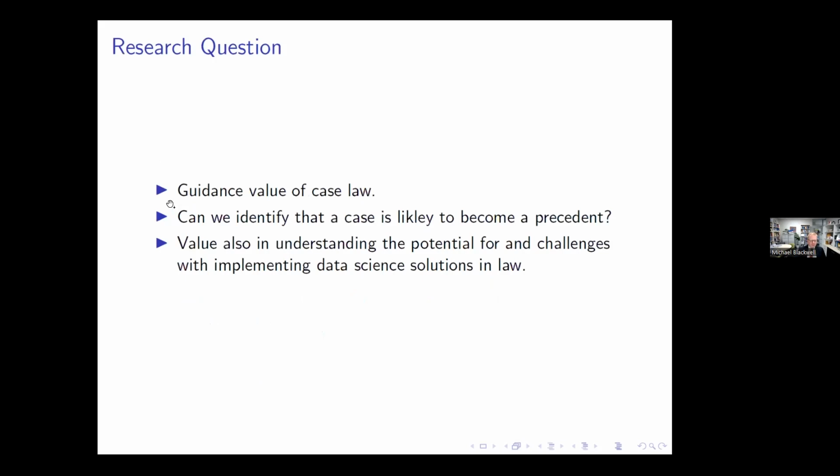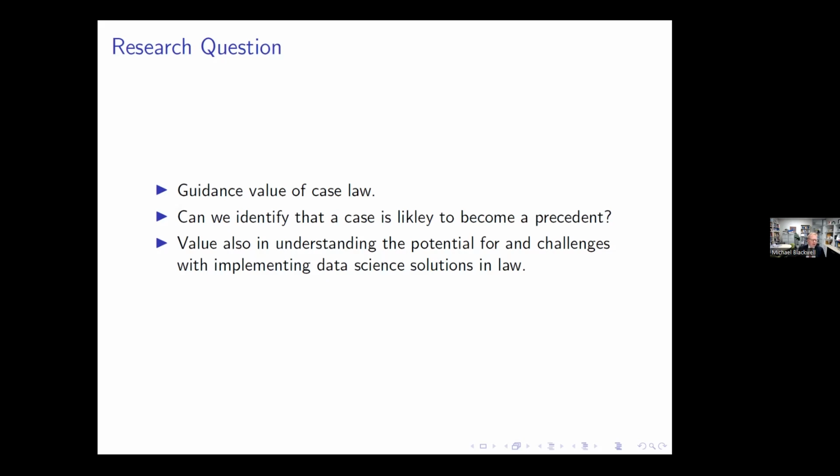So first of all, what I'm looking at is especially trying to evaluate the guidance value of case law, the extent to which tax law is inherently a legislative topic. So we get the liability to tax from legislation that is enacted, but to what extent does case law provide value in clarifying that? And then the subsidiary question is, to what extent can we identify which litigation is likely to be cited in the future?